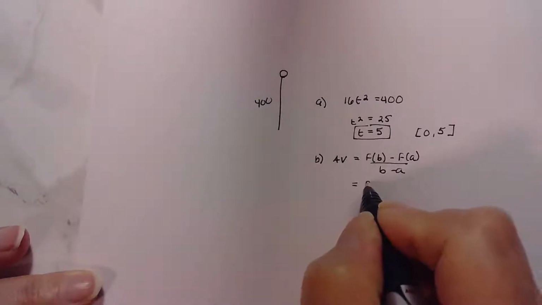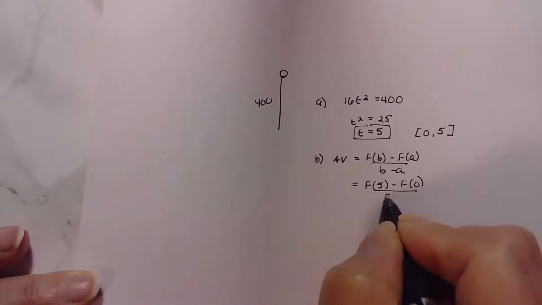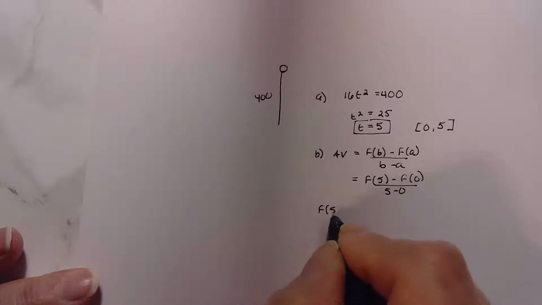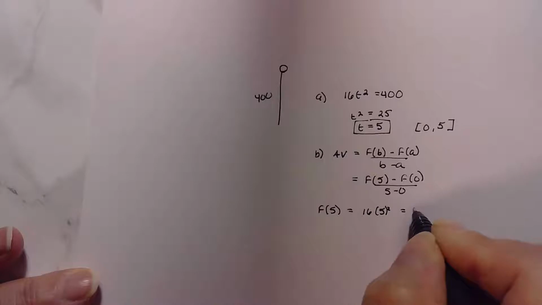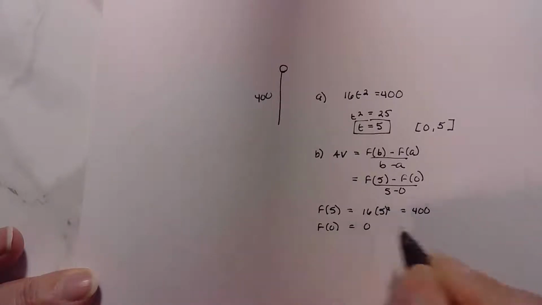So that's what you're looking for, f of 5 minus f of 0 over 5 minus 0. All right, well, what is f of 5? F of 5 is 16 times 5 squared, which is 400. And f of 0, of course, is 0.